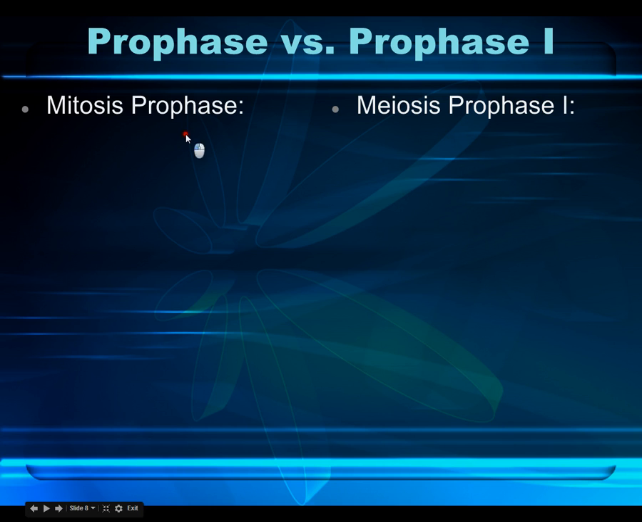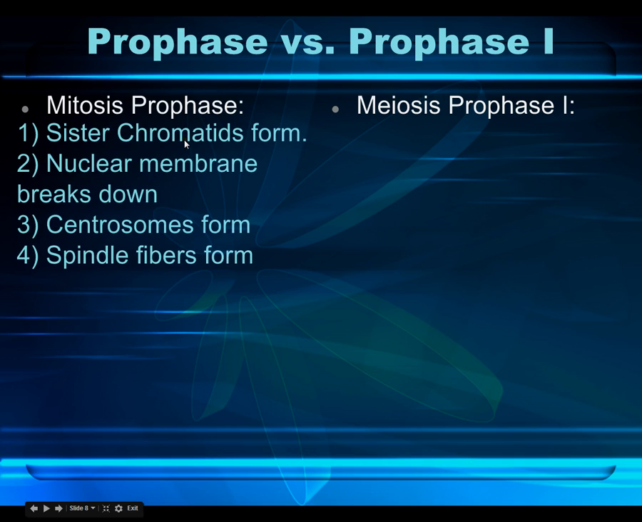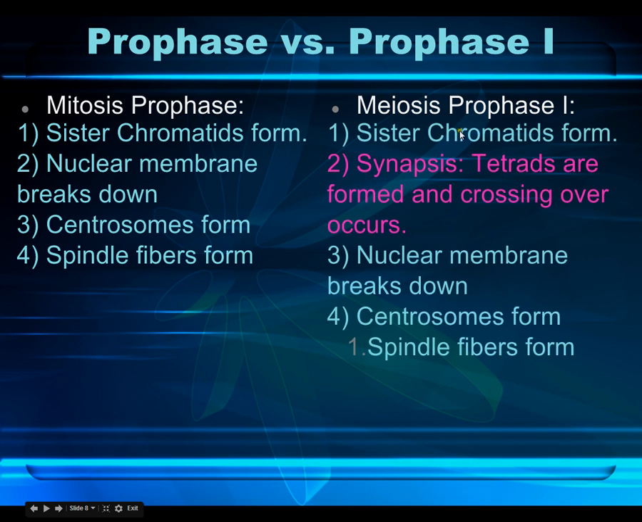So, mitosis prophase you should be familiar with. The sister chromatids form, so it condenses. The nuclear membrane breaks down. The centrosomes and the spindle fibers form. All of those things happen during prophase in mitosis. Now let's look at how meiosis is a little bit different. In Prophase I, the same things happen. So sister chromatids form, the nuclear membrane breaks down, centrosomes form, and spindle fibers form.